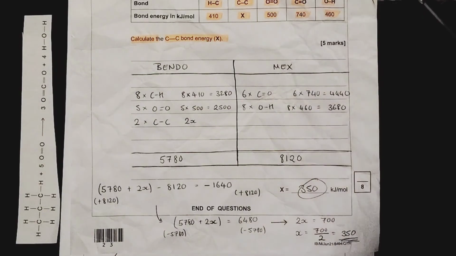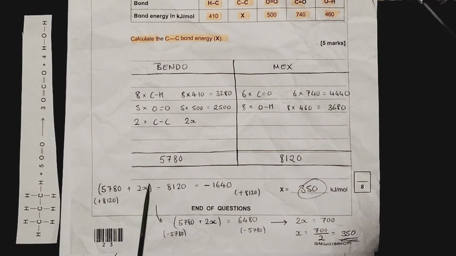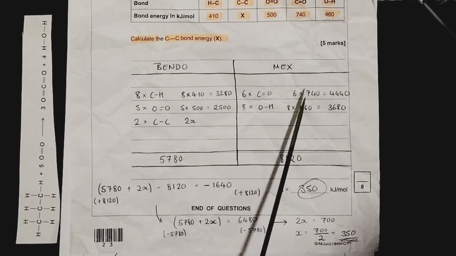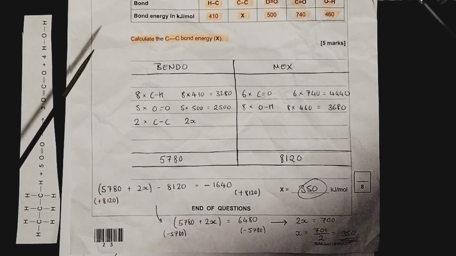So as a sum, breaking bonds is endothermic, and we take away the making bonds, exothermic, negative enthalpy changes from that. It's 5780 plus the unknown 2 carbon-carbon bonds, minus the 8,120 for all of the bonds being made, giving us our answer of minus 1,640 as quoted above.